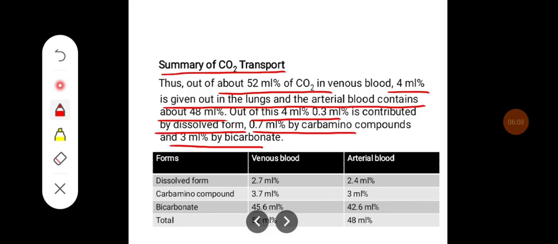So this is the summary. So the carbon dioxide is carried in 3 forms: dissolved, carbamino, and bicarbonate, in the venous as well as arterial blood. Okay, so the venous blood carries almost 52 ml percent, and arterial blood carries 48 ml percent. That it is going to deliver 4 ml percent of carbon dioxide to the lungs. And so these are different percentages of the carbon dioxide which are carried in different forms.